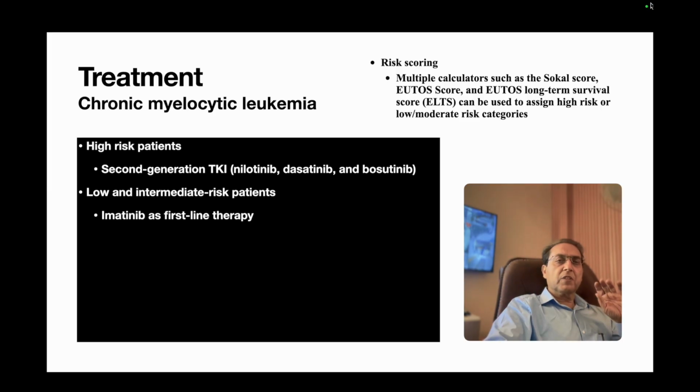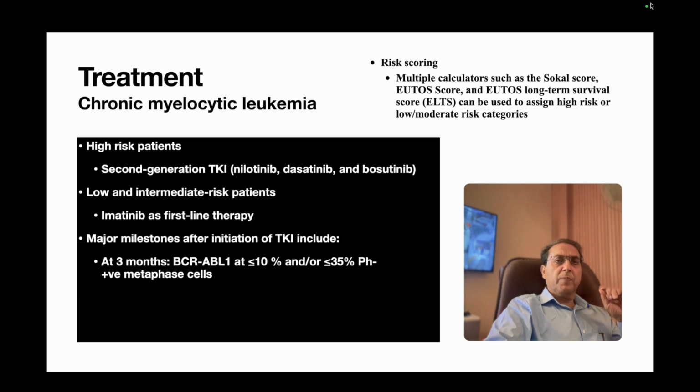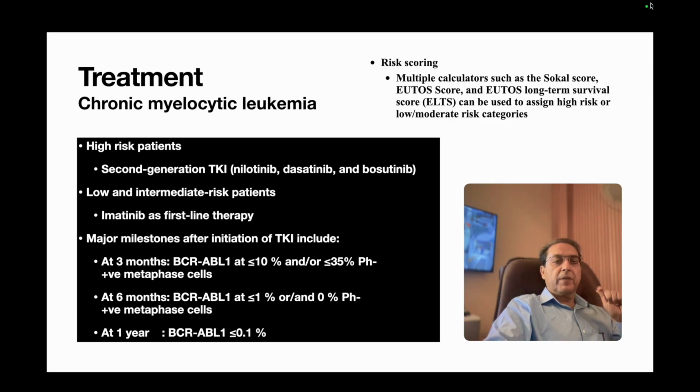Now, when treating the patient with CML, what are our targets? Major milestones after initiation of TKI include at 3 months, BCR-ABL1 should be less than 10% and or the Philadelphia positive metaphase cells should be less than 35%. At 6 months, these should be less than 1% and 0% respectively. And at 1 year, BCR-ABL should be less than 0.1%. So these are our targets when we start the patients on tyrosine kinase inhibitors.